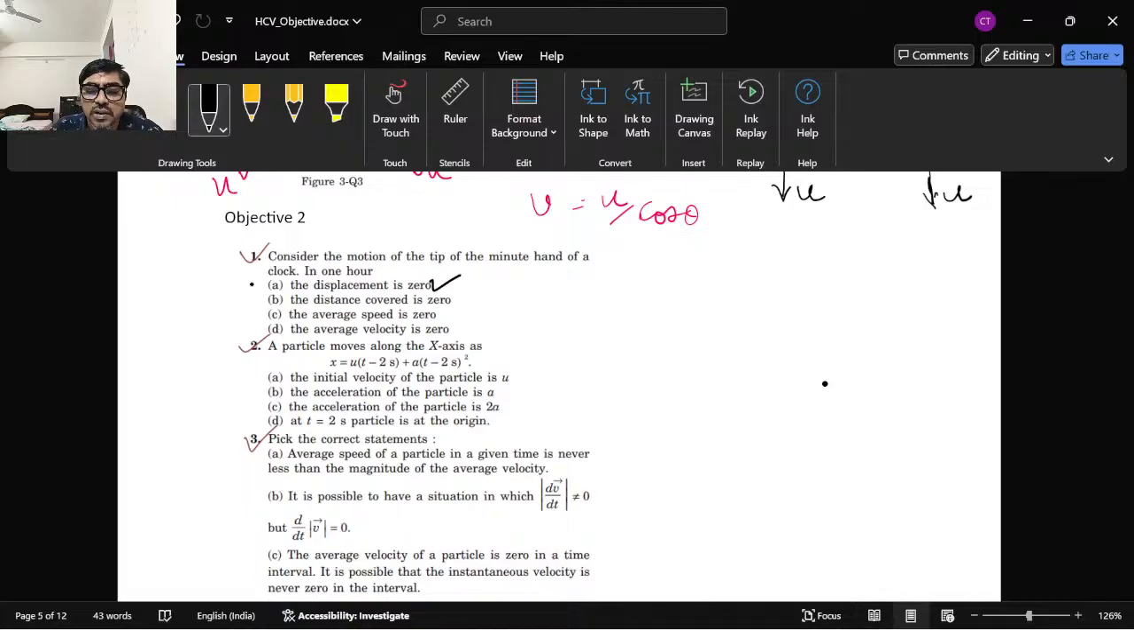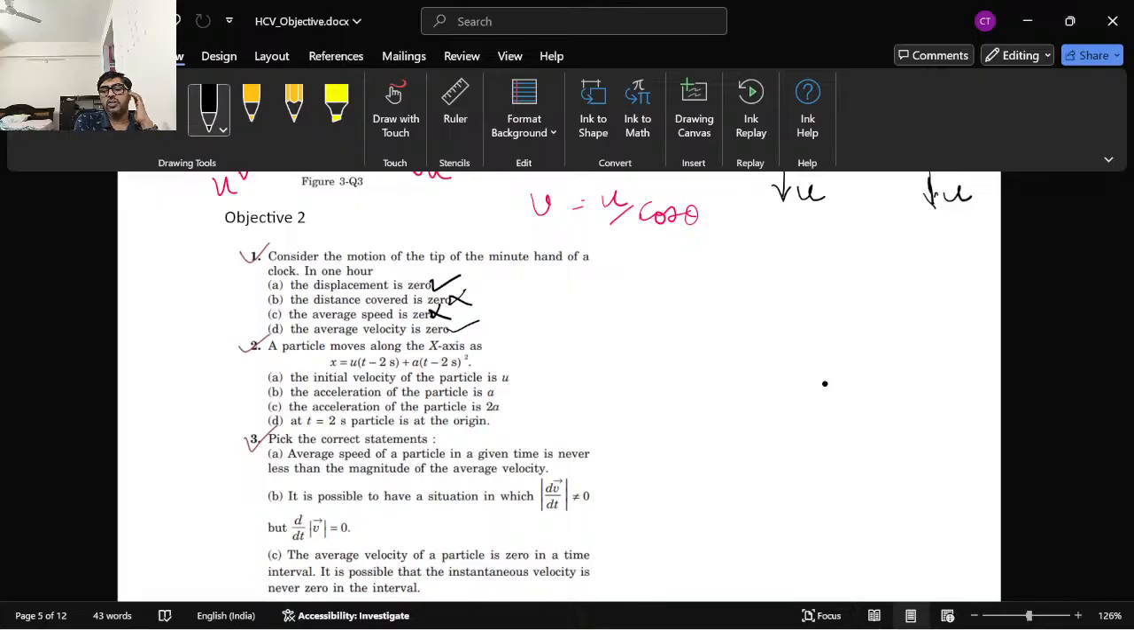Very good. The distance covered is not 0, that is 2 pi r. Average speed is not 0 because average speed depends on distance. Average velocity is 0 because displacement is 0. Average velocity will be 0. So A and D is the answer. Very good. Now the second question.